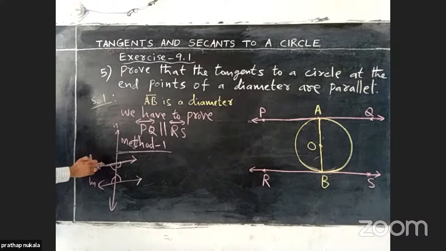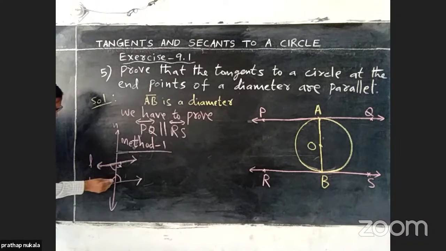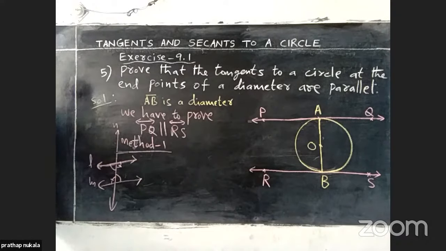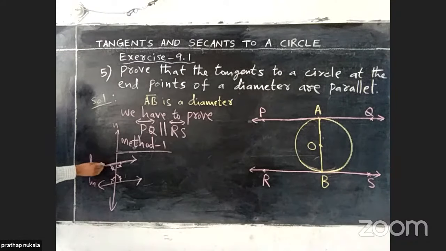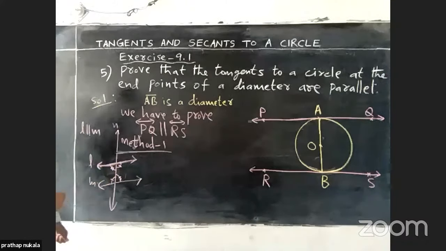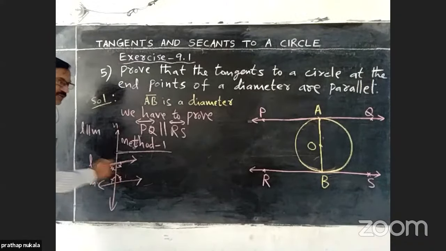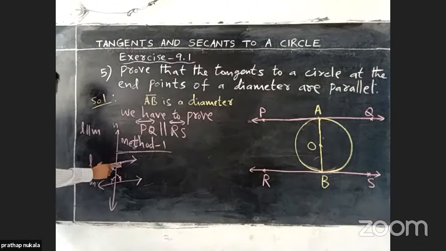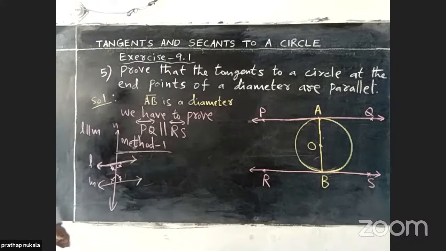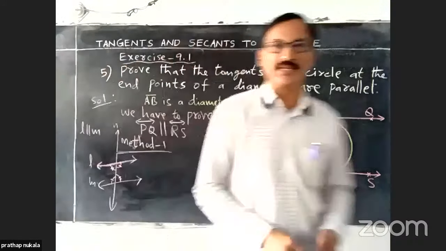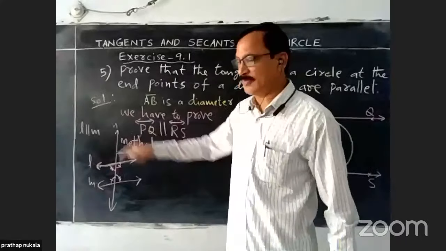Now, if these two alternate interior angles are equal, automatically these two angles are also equal. Then the given lines are said to be parallel. If alternate interior angles are equal, then the given two lines are said to be parallel. Again, if these two alternate angles are not equal, then we can say L is not parallel to M. L and M are non-parallel lines, that means intersecting lines. That's why we are using that property.